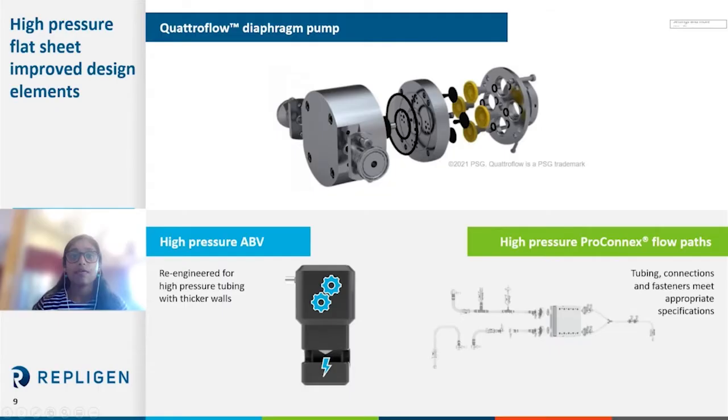There are some key differences between the FS system and our existing KR2I and KMPI systems. Due to many flat sheet applications being run at higher pressures, we have modified some of the system components. The pump is a quattro-flow diaphragm pump, which has low pulsation, enabling high pressure operation, up to 4 bar. The back pressure valve has been re-engineered to function with high pressure thick-walled tubing. And in addition to that, we are offering a fully closed high pressure ProConnex flow path that can be integrated into the system.